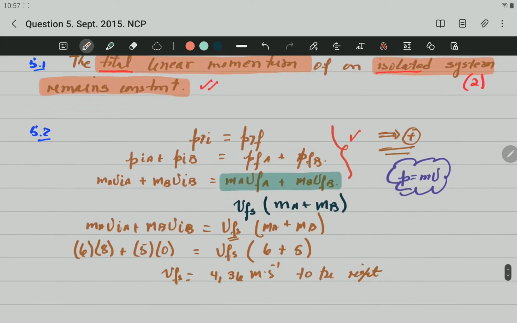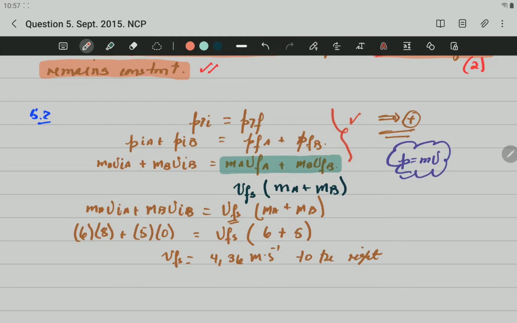So the marks allocation here are 1 mark for any of those formulas there, 1 mark for the substitution on the left hand side, in which the 5 times 0 doesn't need to be there, 1 mark for the substitution on this side here, and 1 final mark for the calculation, the final solution with the direction. So it's 4 marks for this specific question. I hope it's understood.